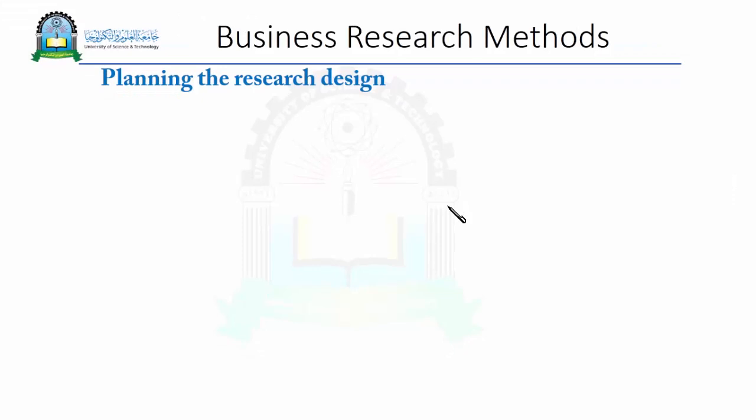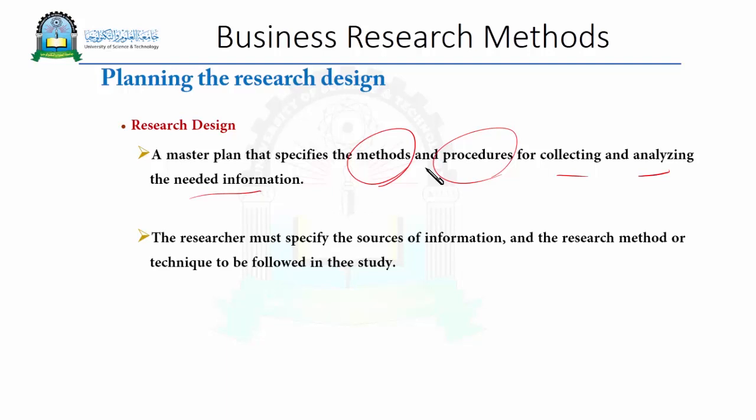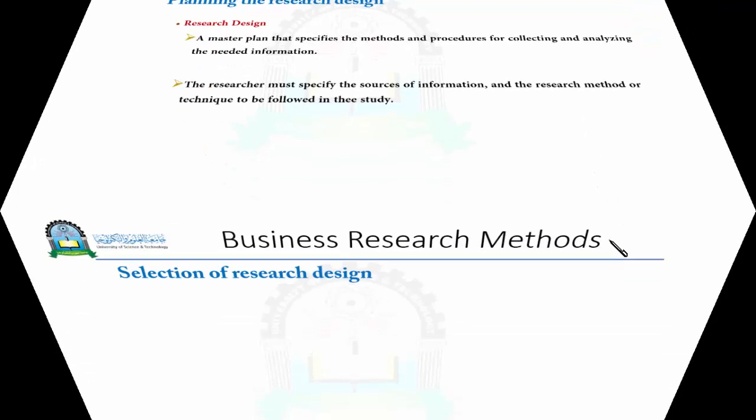Planning the research design is very important. So it's a master plan that specifies the methodology or the methods and the procedures for collecting and analyzing the needed information. So how I am going to do the research. So mostly in business research we follow the descriptive analytical methods, in which we can collect data, most of the time quantitative data, and then analyze this data statistically and then come up with conclusions. The researcher must specify the source of information and the research method or techniques to be followed in the study.